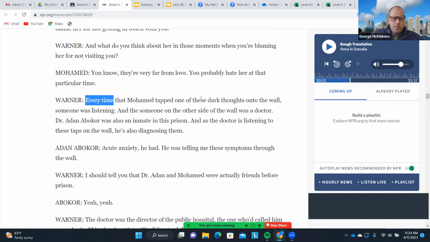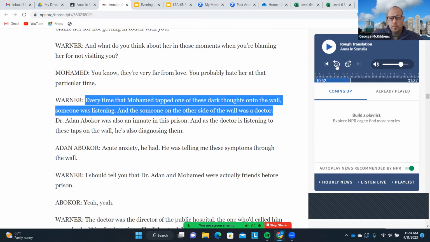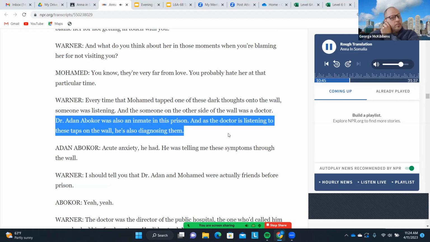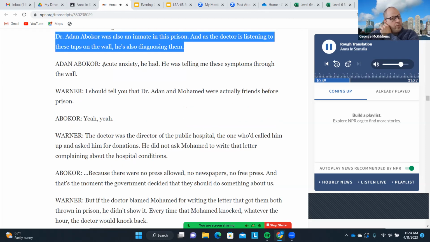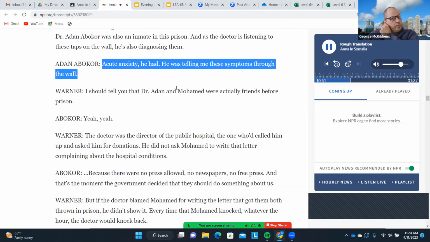Every time Muhammad taps one of these dark thoughts on the wall, someone was listening, and the someone on the other side of the wall was a doctor. Dr. Aden Abakor is also an inmate in this prison. And as the doctor's listening to these taps on the wall, he's also diagnosing them. Acute anxiety here. He was telling me these symptoms through the wall.